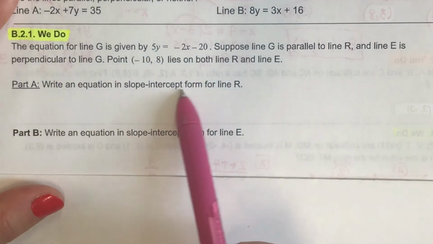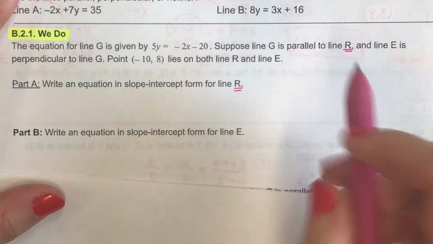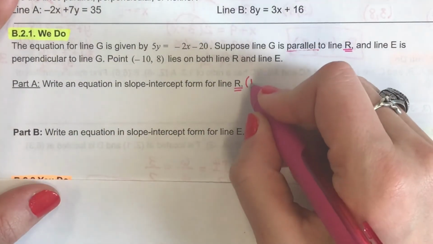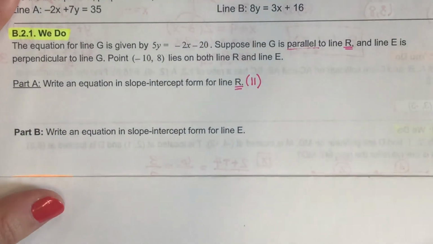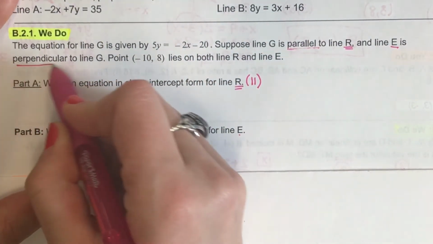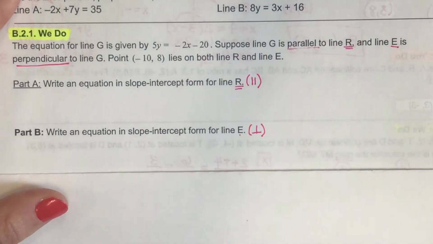Write the equation in slope-intercept form for line R. So if I look back at line R, it is parallel. So this equation is a parallel equation. If I look at E, it says line E is perpendicular. So this is a perpendicular equation. That's an important thing to notice.